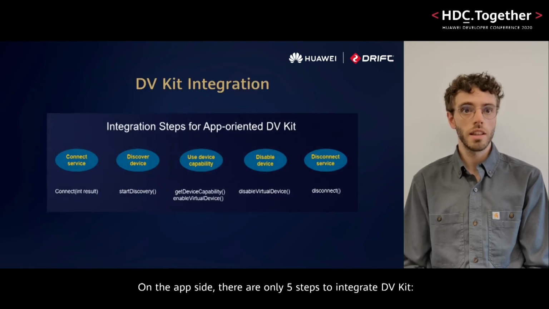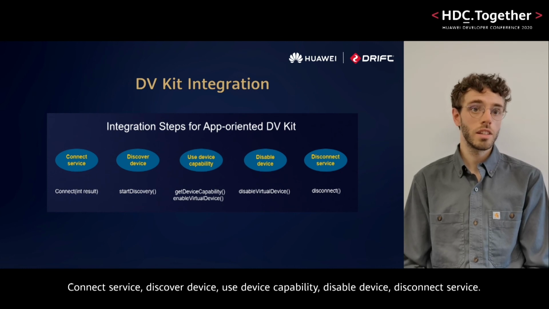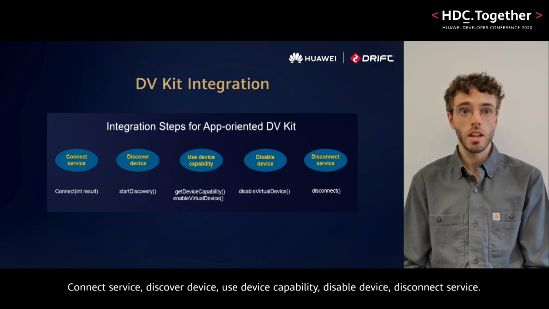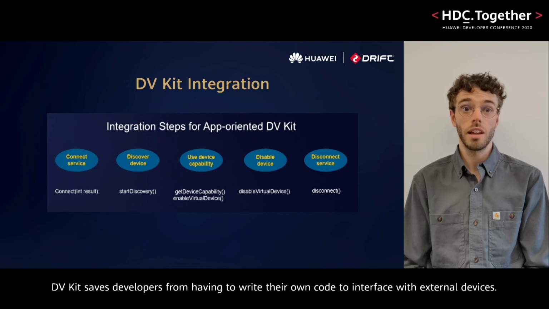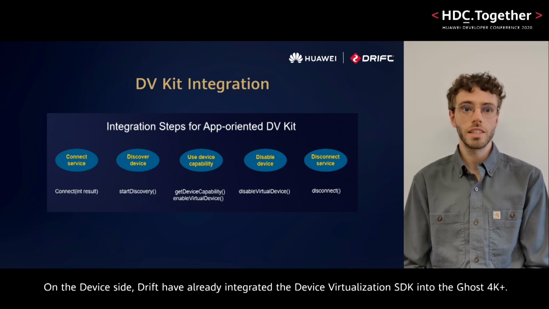On the app side, there are only 5 steps to integrate DV Kit: connect services, discover device, use device capability, disable device, disconnect service. DV Kit saves developers from having to write their own code to interface with external devices. On the device side, Drift have already integrated Device Virtualization SDK into the Ghost 4K Plus.